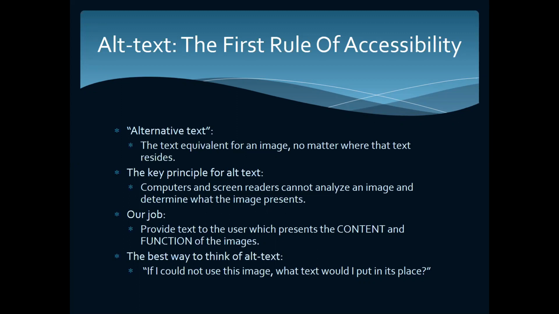Like many things in web accessibility, determining appropriate, equivalent, alternative text is often a matter of personal interpretation. The key principle is that computers and screen readers cannot analyze an image and determine what the image presents. And a screen reader, just to refresh everyone's memory, is a piece of software or an application that converts digital text to synthesized speech. This is the software or app that a person who's blind, and many people who have low vision, will use to access websites and other digital materials.